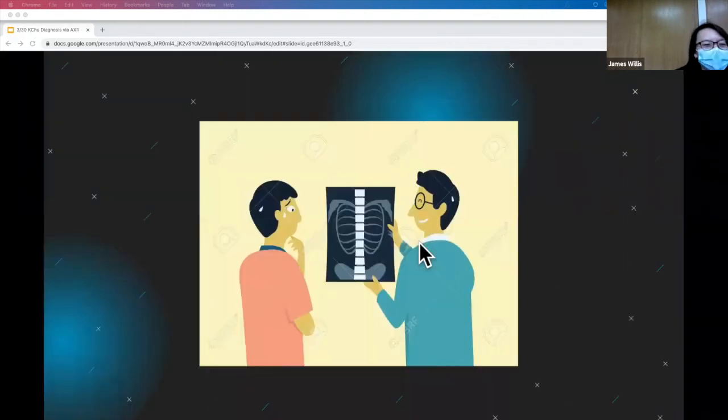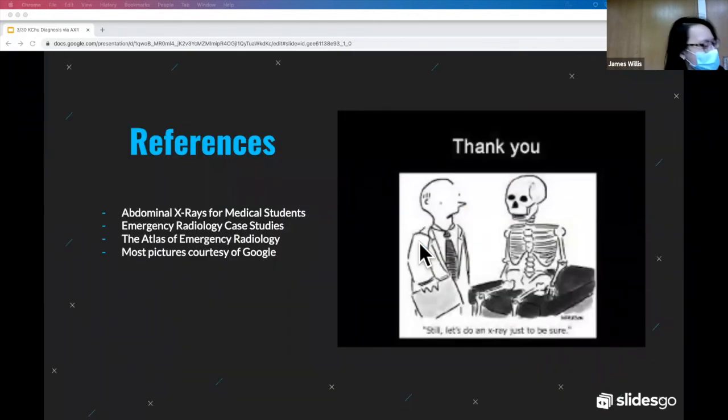Great. So I hope you feel a little bit more confident now looking at these X-rays. I'm sure you guys now know X-rays can show you a lot of things. And these are my references. Thanks, guys.